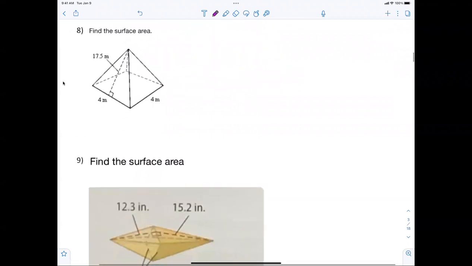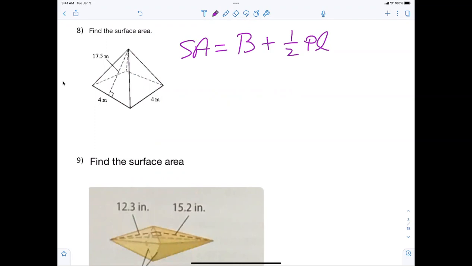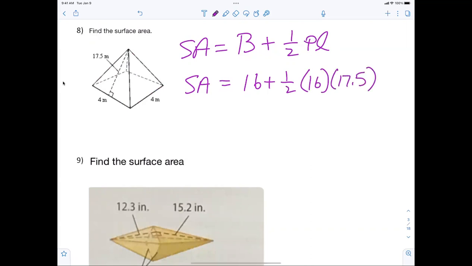All right, straightforward here. Surface area of a pyramid. I would like everybody to say the surface area of a pyramid. How many bases does a pyramid have? So base plus, and then what? 1/2 perimeter times the what? Times the slant height. And the slant height is nothing more than the height of the triangle. That's it. All right. So in this case, surface area is equal to, what's the area of the base? 16 plus 1/2. What's the perimeter? What's the slant height? There you go. Come on, guys. That's not that hard.